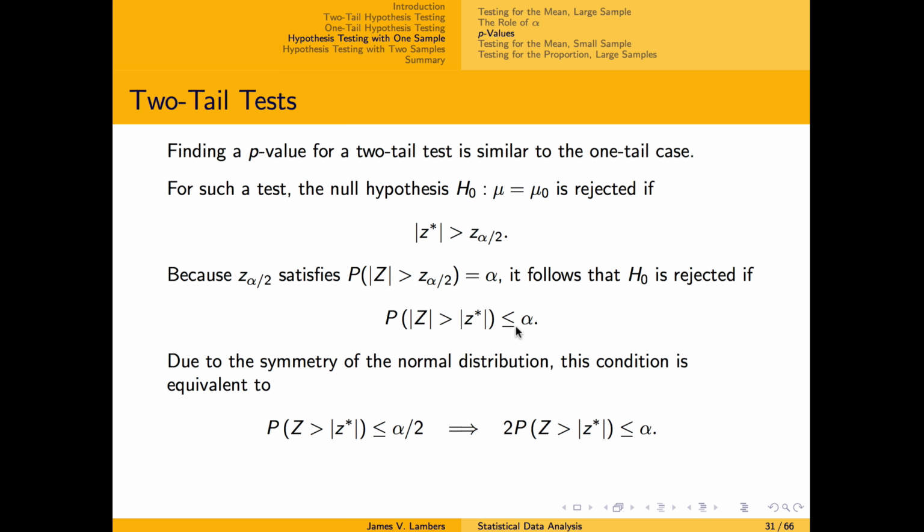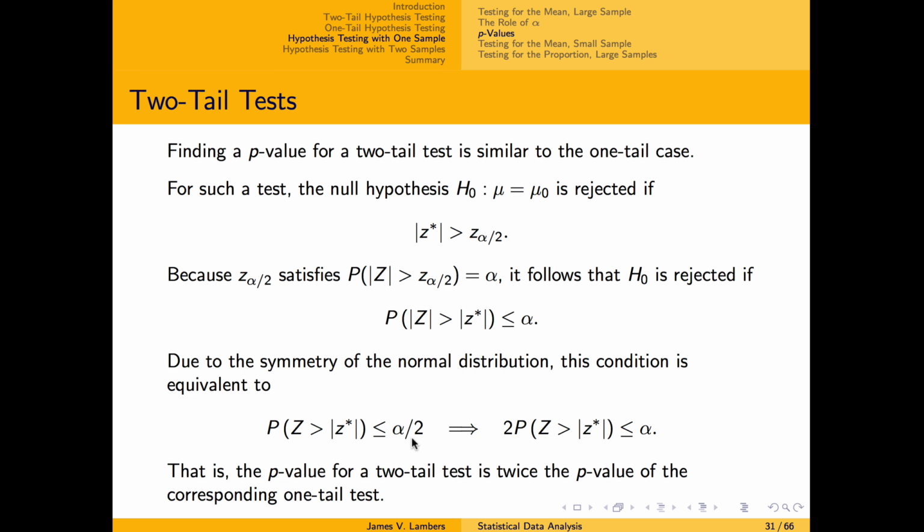However, because of the symmetry of a normal distribution, we can work with just the right tail probability instead of both tails, and conclude that H0 should be rejected if the probability that capital Z, without the absolute value, is greater than the absolute value of z star is less than or equal to alpha over 2. However, we want the p-value to be compared to the level of significance alpha, so we multiply both sides by 2 to arrive at the p-value: 2 times the probability that capital Z is greater than the absolute value of z star.